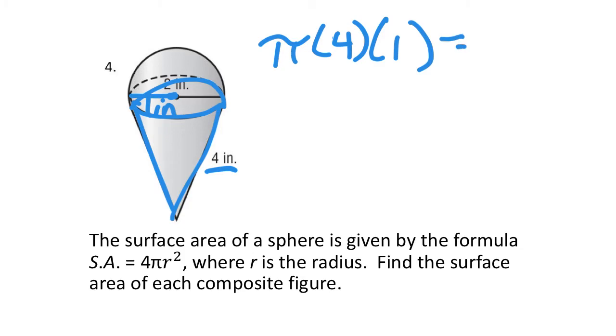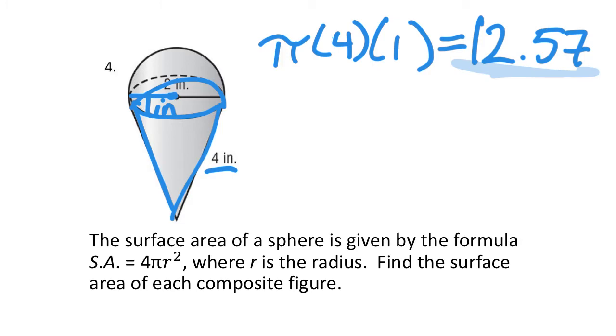So in my calculator, I will put pi times 4 times 1. And again, we'll round this to the nearest hundredth for this one. So it's 12.566. So we'll make that 12.57 right there. Okay, so that's the lateral surface area of the cone. That's all that's on the surface for the cone.